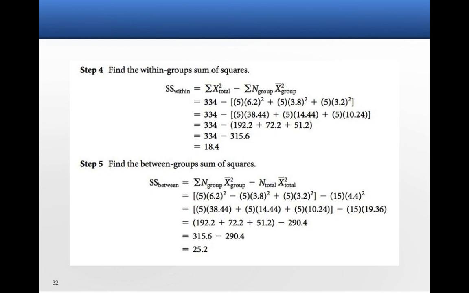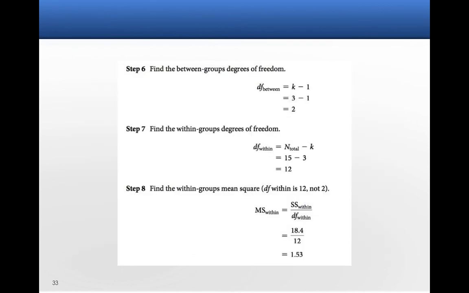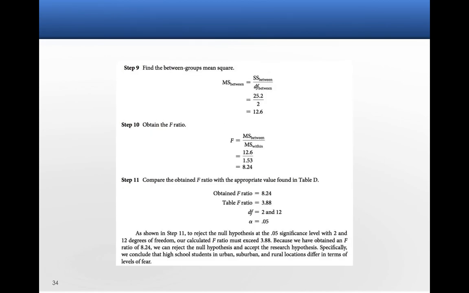Then we're going to use that information to calculate within group sum of squares and between group sum of squares. We want to get our degrees of freedom, and then we want to find our within groups mean square, our between groups mean square, and then we're finally down to we have our F ratio of 8.24, okay? So now we want to look that up.